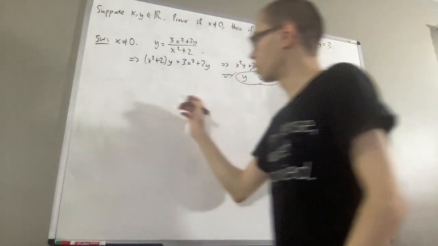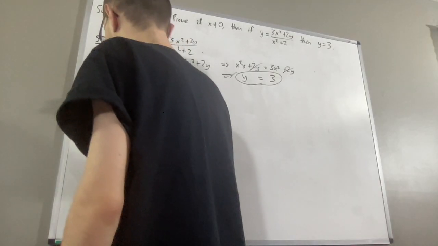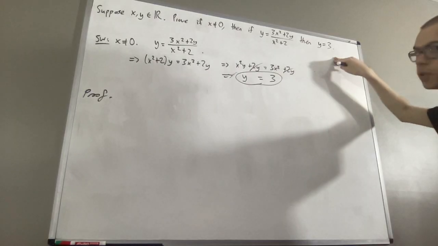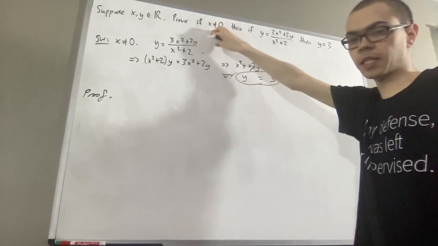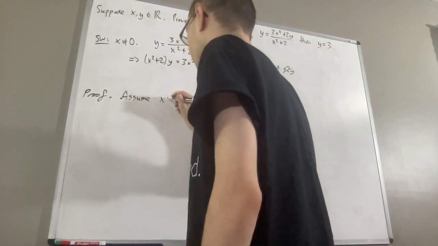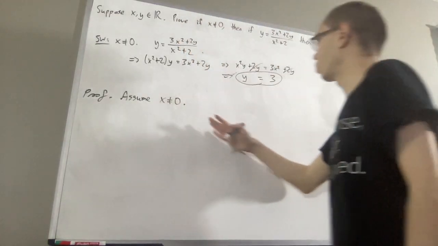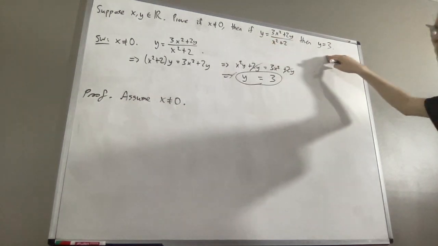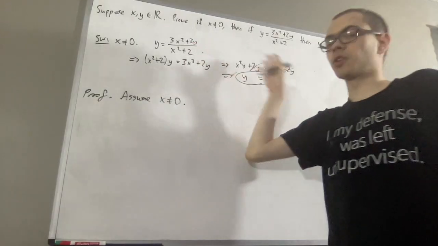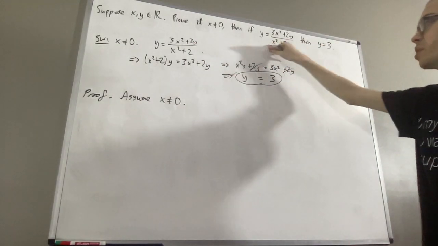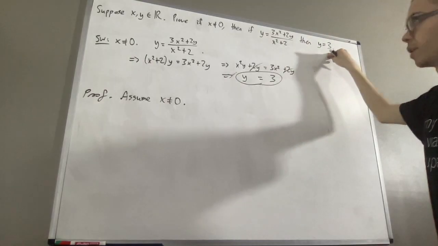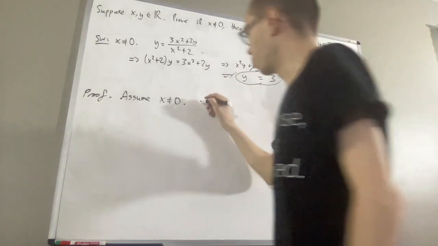So, to write up the proof, overall we're proving this entire statement. The way we're doing that is we make the assumption that x is not equal to 0. So assume x is not equal to 0. From here, we're going to logically deduce that this statement is true. Again, we're proving a conditional statement. The way we did this in our scratch work was we made the assumption that this equation is true. Then we logically deduce y equals 3. So assume this equation is true.